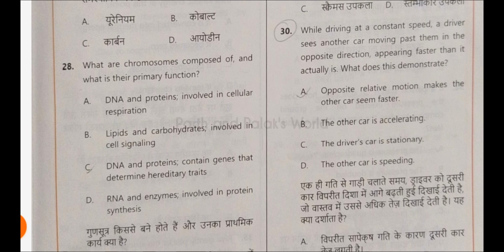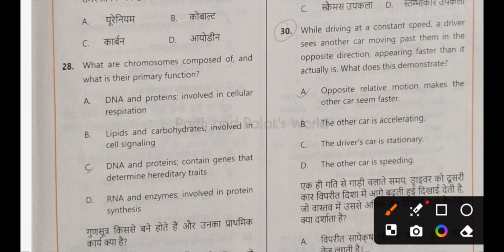Question number 30. While driving at a constant speed, a driver sees another car moving past them in the opposite direction, appearing faster than it actually is. What does this demonstrate? The correct answer of this question would be option A: opposite relative motion makes the car seem faster.